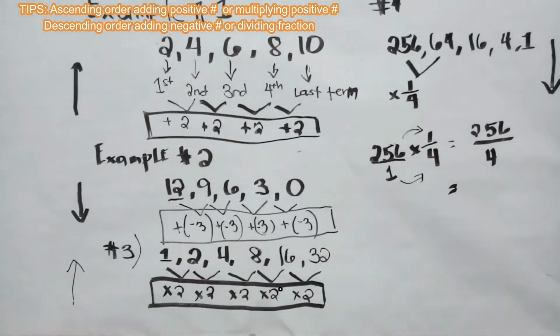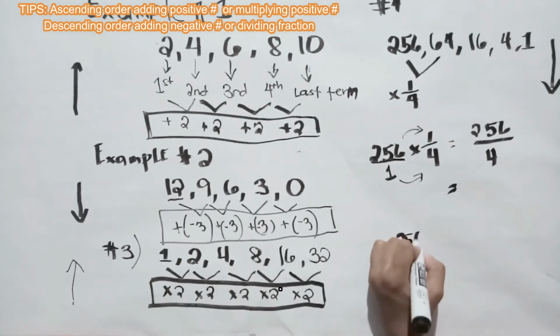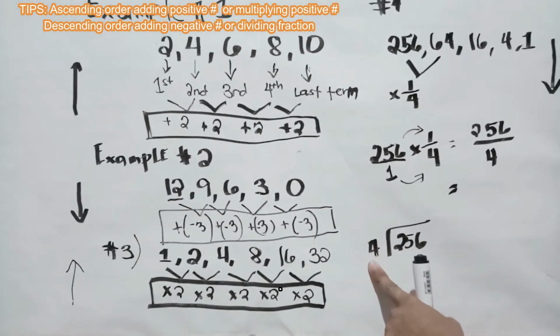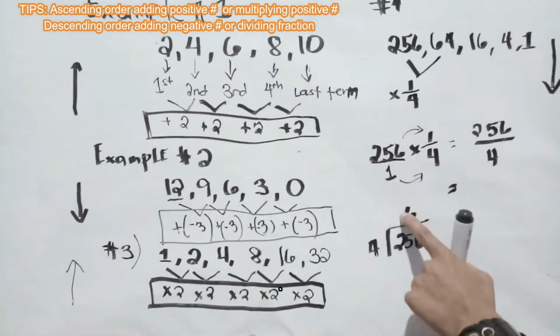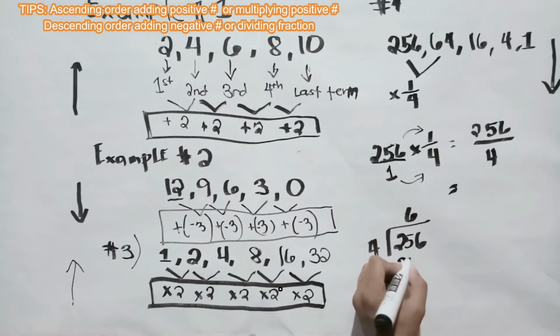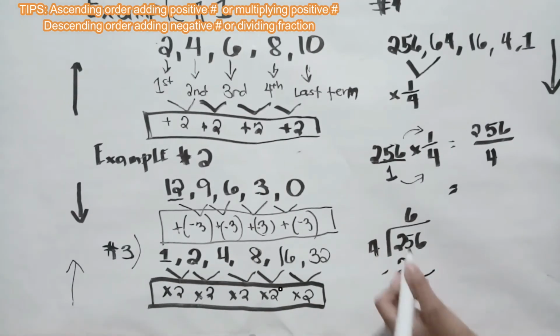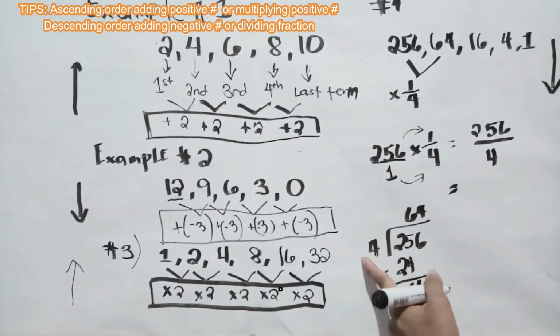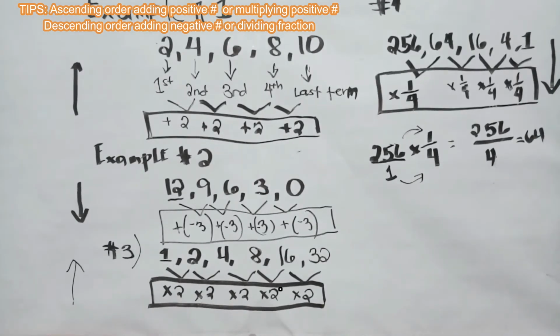Now divide 256 divided by 4. 25 divided by 4 is 6. 6 times 4, 24. Then subtract. 5 minus 4 is equal to 1. Bring down 6. 16 divided by 4 is equal to 4. Then 4 times 4 is equal to 16. Now we get 64 after multiplying by 1/4.